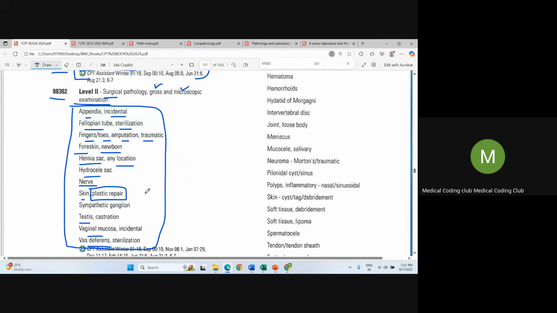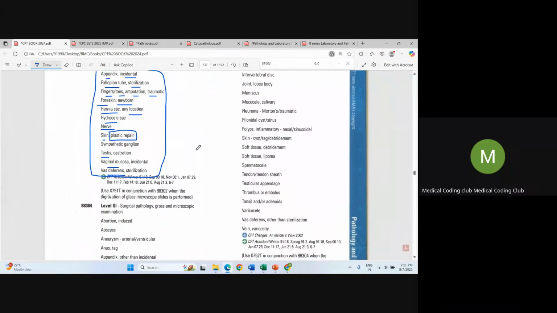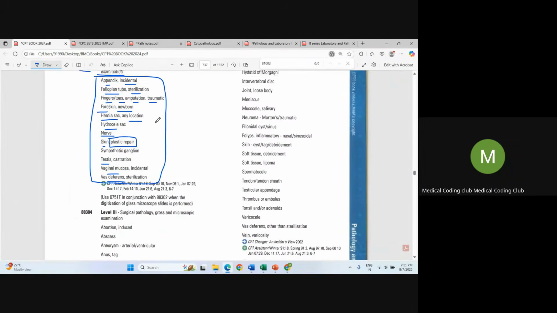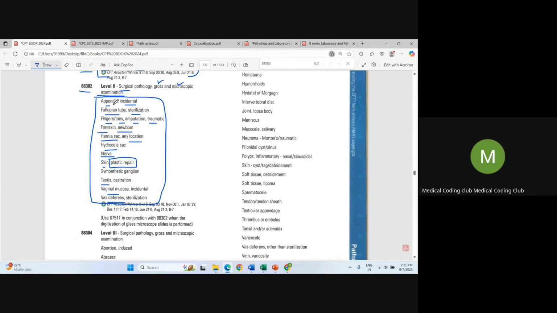There I have mentioned what an incidental appendectomy is. Incidental, it was not planned. Without plan. Unplanned. It is an unplanned procedure. Okay, so likewise you have to check the specimen. For that you should also cross verify whether the same specimen is present in any other level or not.